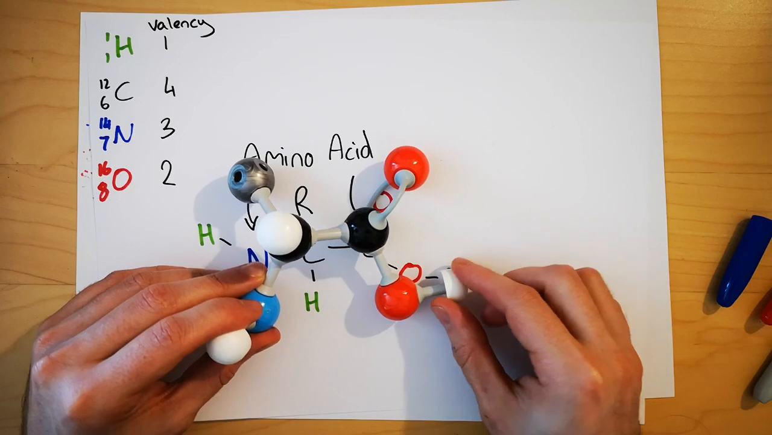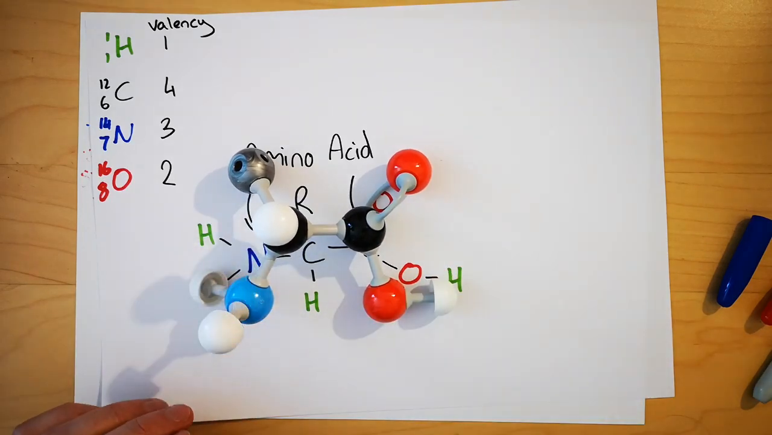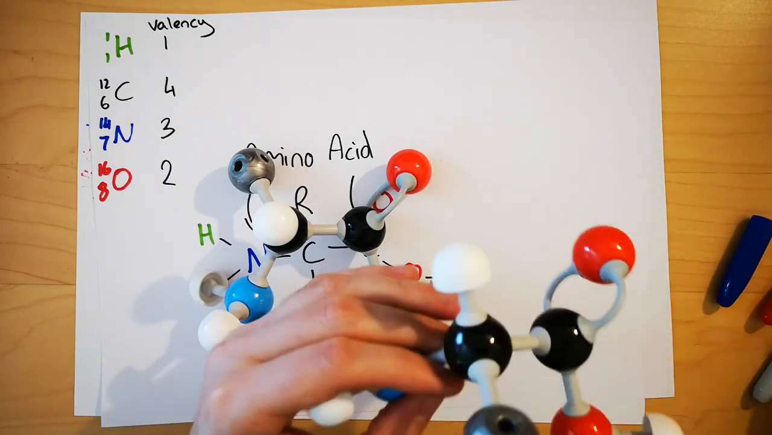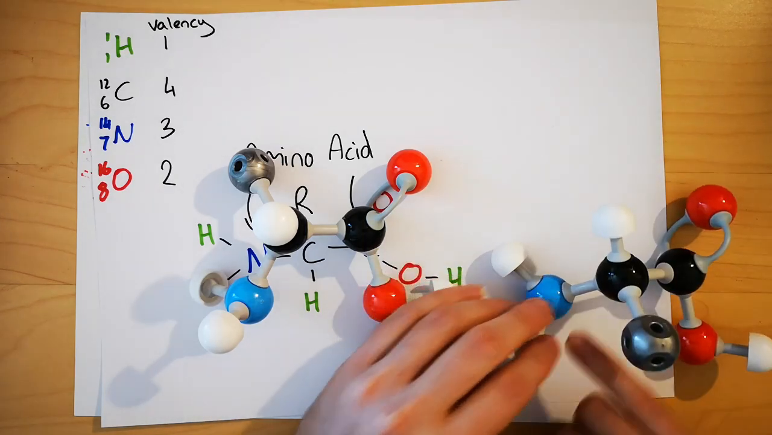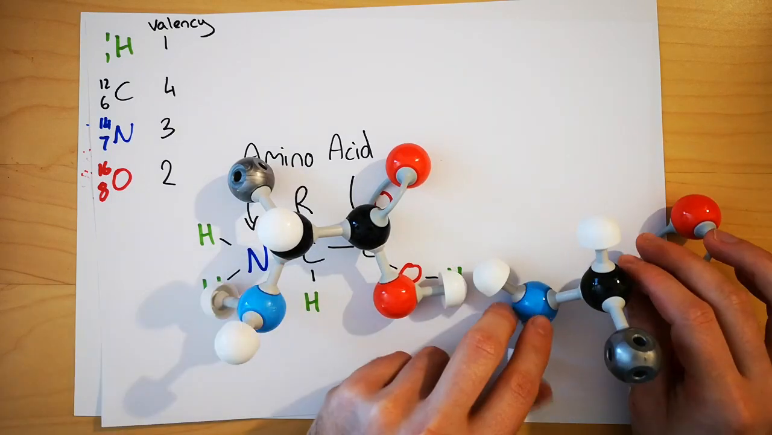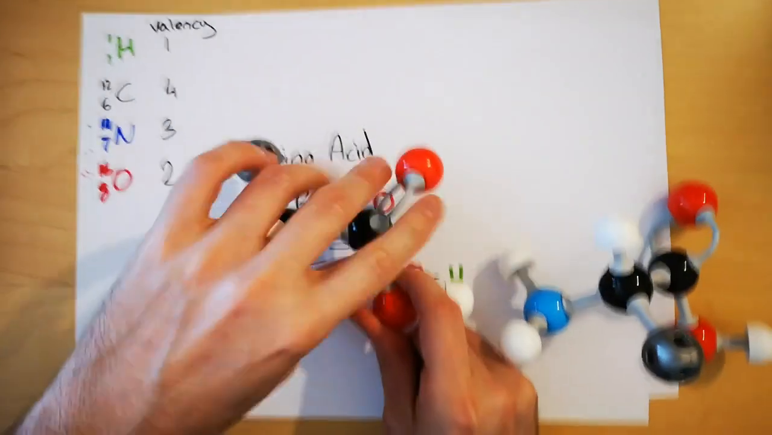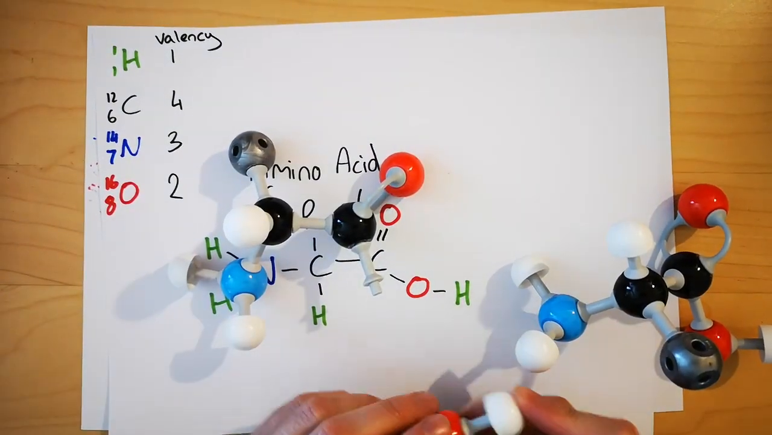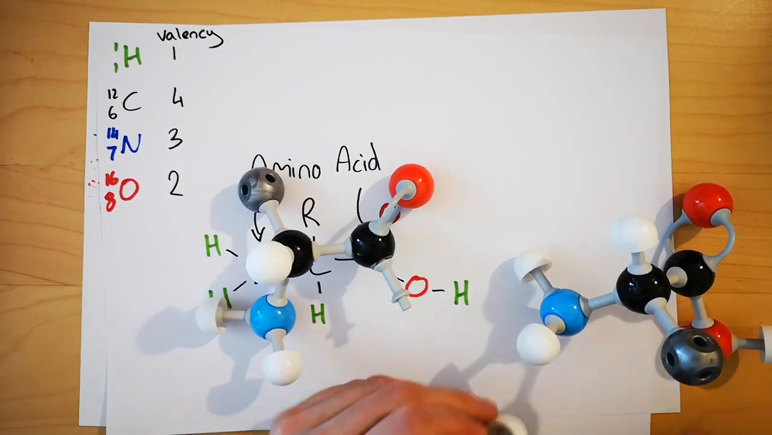Now, as I've got this sitting here like this, I can bring in another amino acid, and what we're going to do is we are going to have the amino group coming quite close to the acid group, and what's going to happen is this oxygen is going to pop off. Now, we don't actually really want just an OH moving about.